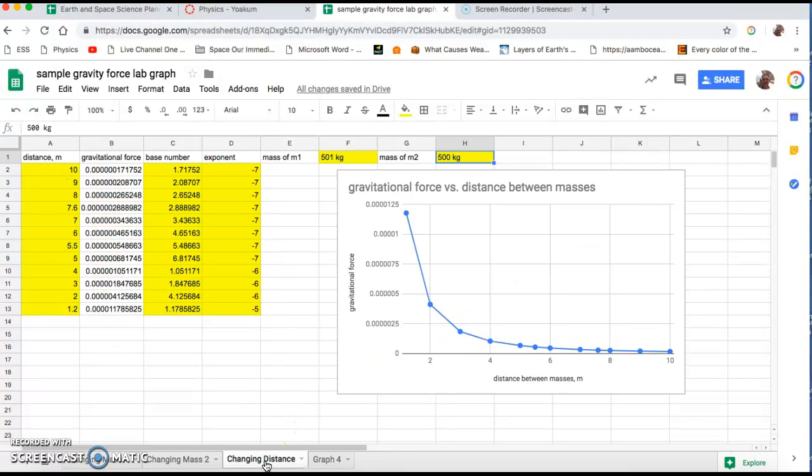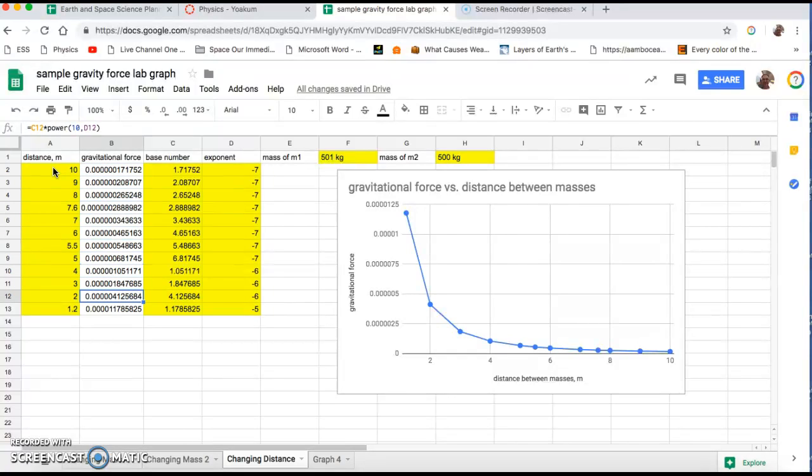The third one, I changed the way I entered the data, so only enter information in the items that are highlighted in yellow. So here you're putting in your distances between the 2 masses. Here, just type in the base number that you got for your gravitational force. And here, type in your exponent. So this line represents 1.71752 times 10 to the negative 7th. I'm just typing in the base number. I'm typing in the exponent. And this formula will perform that calculation. So you don't have to change this column at all.